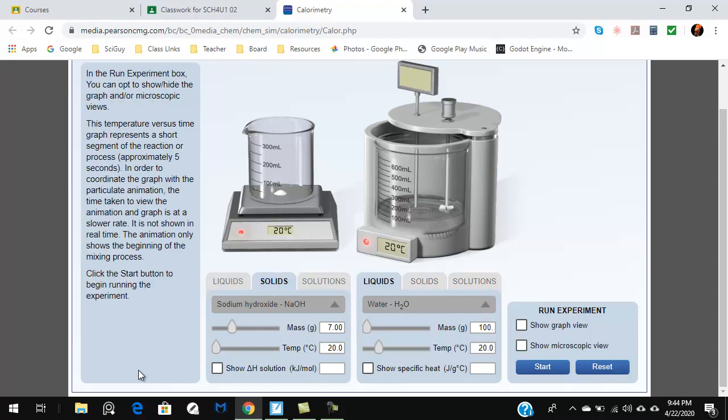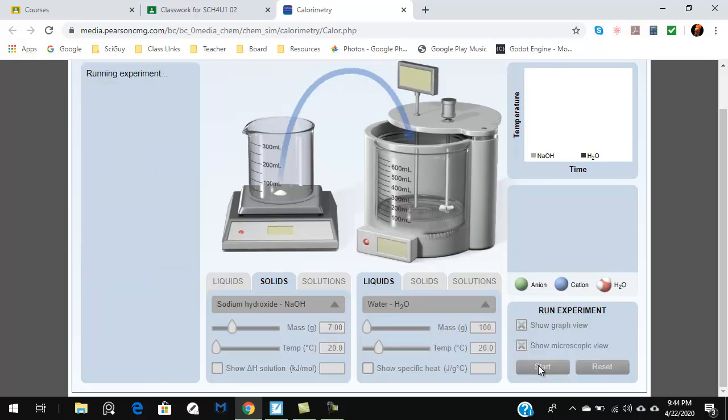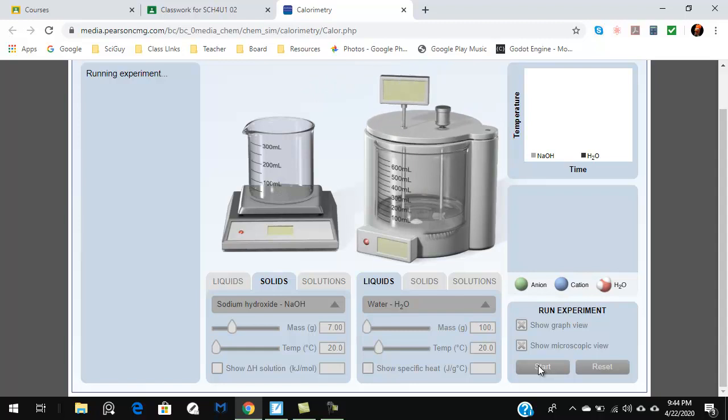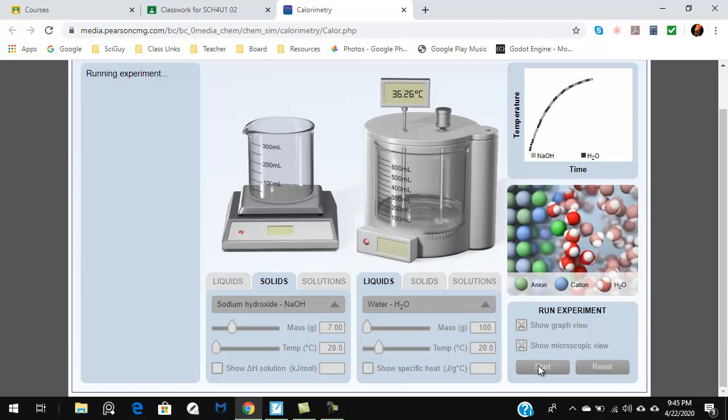And then we'll run the experiment. So to run the experiment, I'm going to put a graph up and a microscopic view of what's going on. And I'm going to hit start. And so when the sodium hydroxide is transferred into the calorimeter and stirred up, as the sodium hydroxide dissolves, you'll see the ions in a microscopic view start to spread out and move into the water. And you also should be noticing a fairly significant temperature increase. So it appears that our water is absorbing energy and getting hotter.